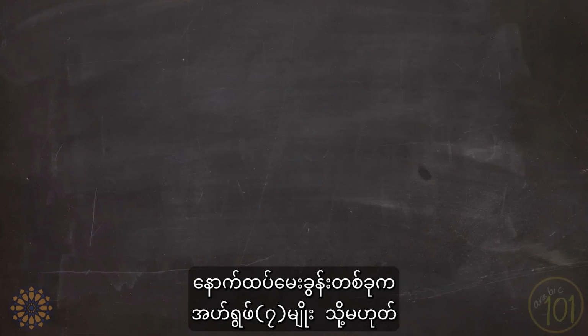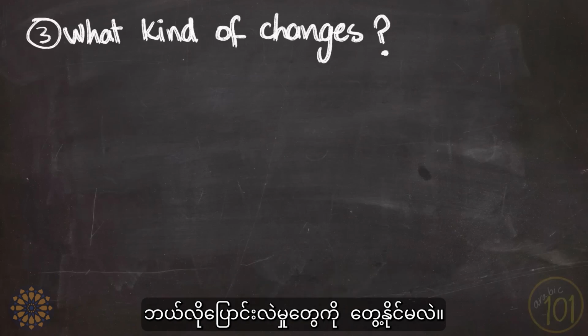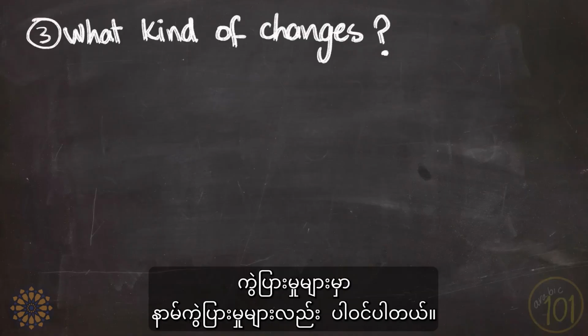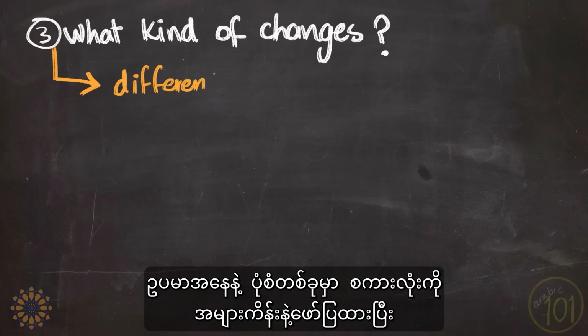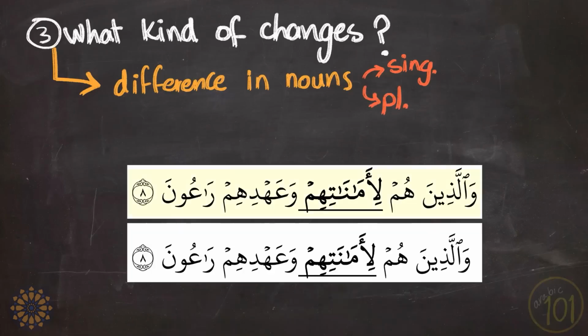The next question is, what kind of changes are there when we talk about the 7 ahruf, or in Arabic, al-ahruf as-sab'a? What kind of changes can we expect? Now, the variations may involve difference in nouns. That, for example, in one variation, a word is mentioned in the plural form, and in another it is mentioned in a singular form, like in this example.